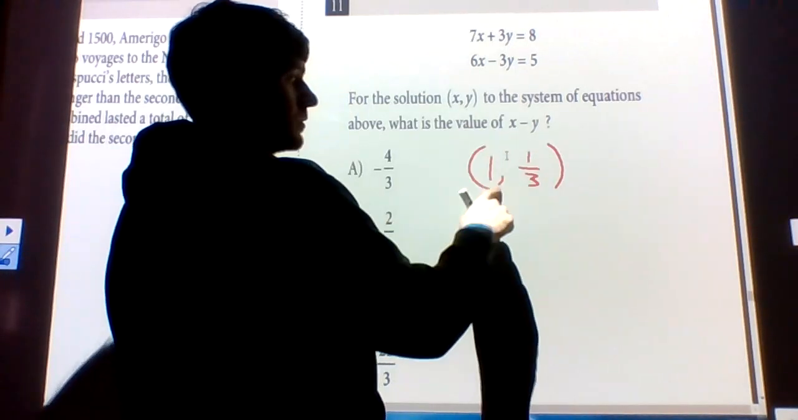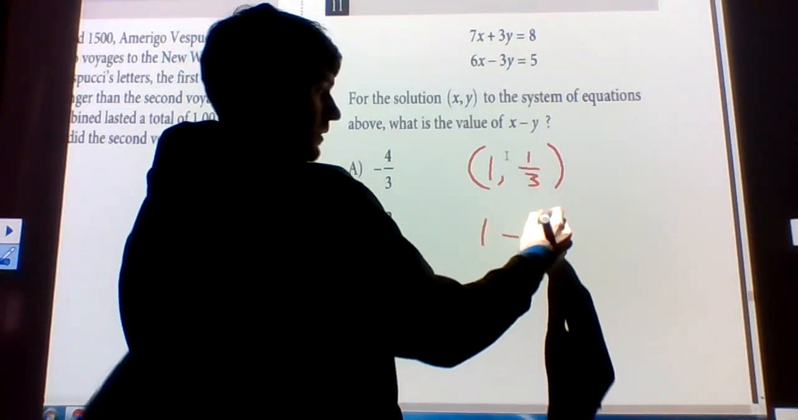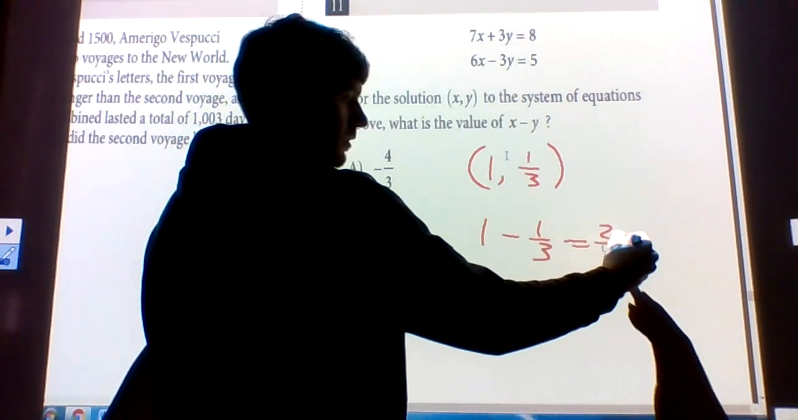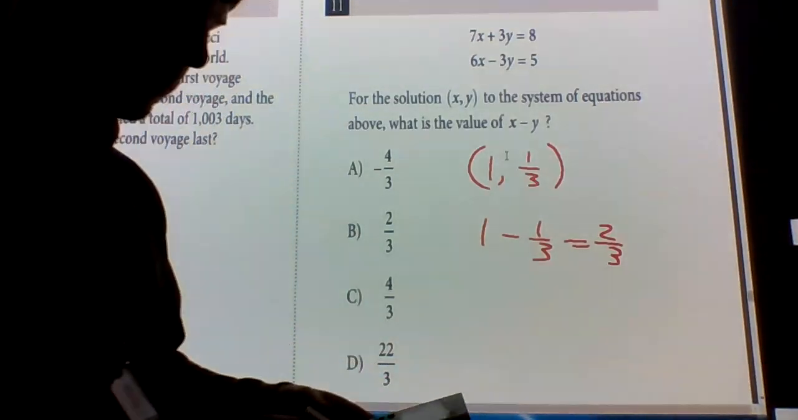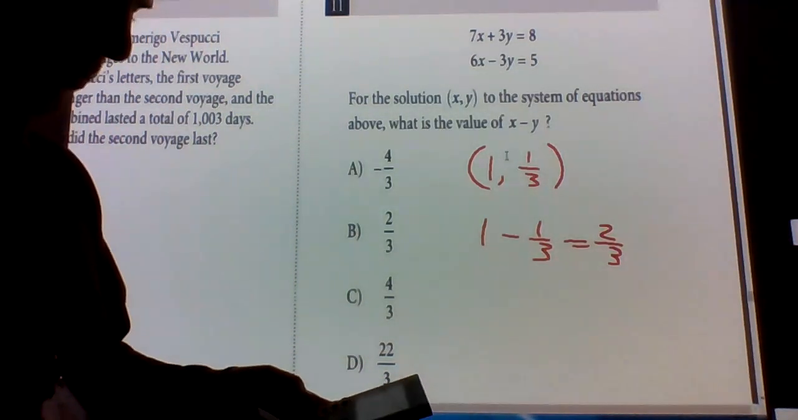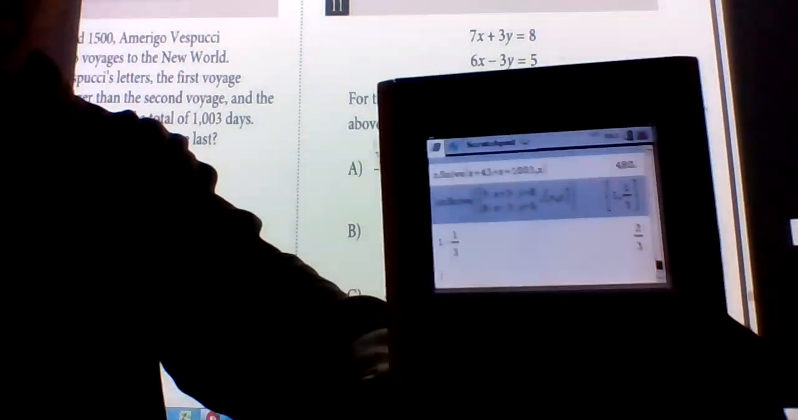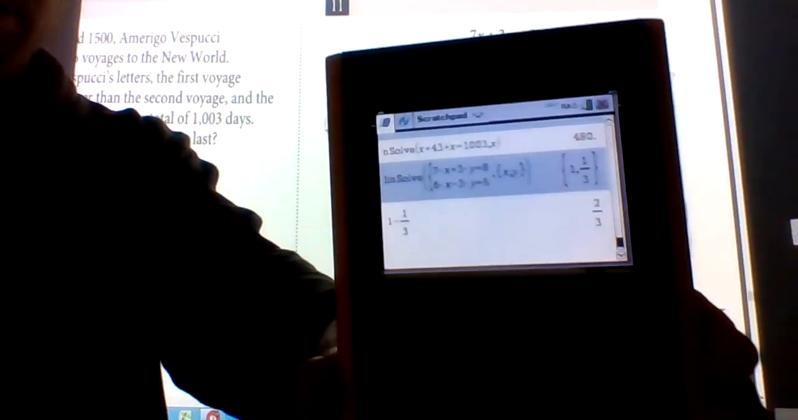You want x minus y, so this is x minus y: 1 minus 1/3 is simply 2/3. If you can't do that in your head, just use the calculator. 1 minus, control divide, 1 divided by 3, 2/3 right there.